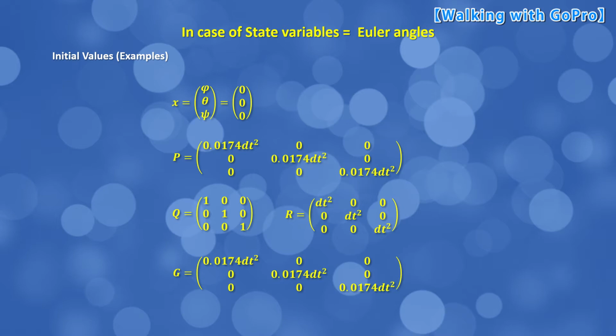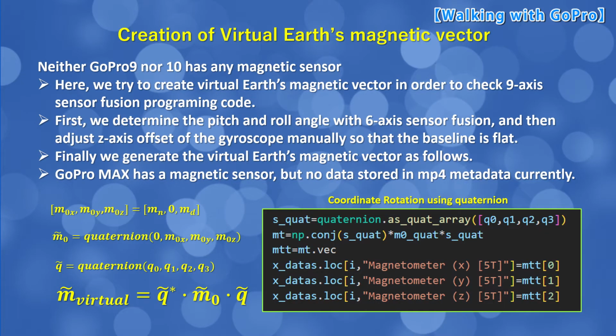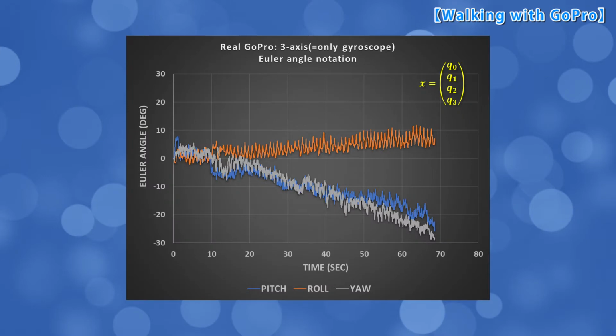This slide shows how to create the virtual Earth's magnetic vector. The concept is the same as the observation model mentioned before, using the quaternion coordinate rotation system. The calculated results come later. Now let's take a look at results.